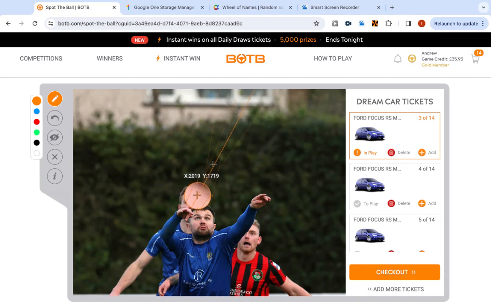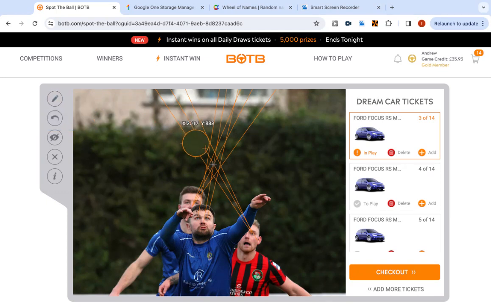So straight down the middle there. Then from the middle of this guy's ear. There. Line there and another line here. So I guess spider's web. Let's try. Two lines meet.